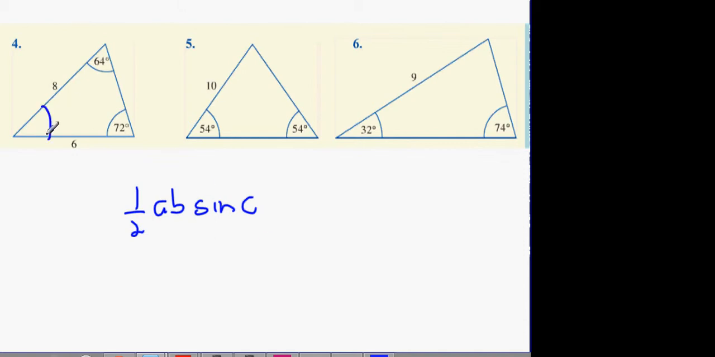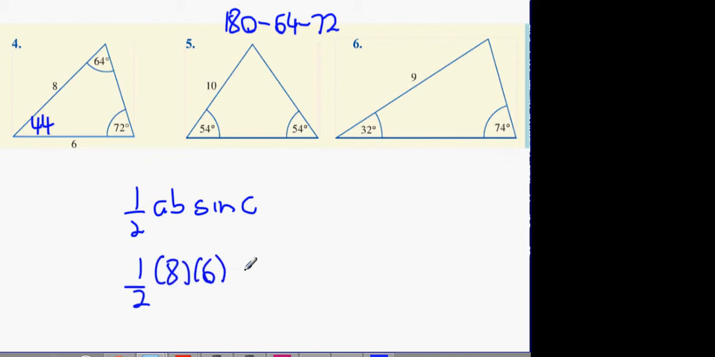Now what is this angle? How do I figure it out? 64 plus 72 minus 180. And what is that? 44. Okay. Now all I gotta do here is this. A half, are you looking? A half 8 by 6 sine 44, and that gives me the answer.